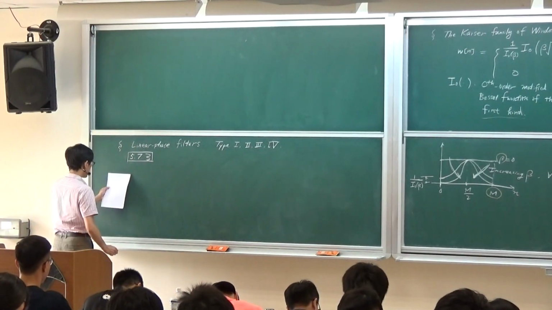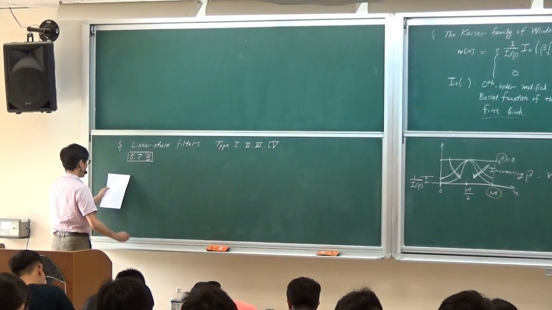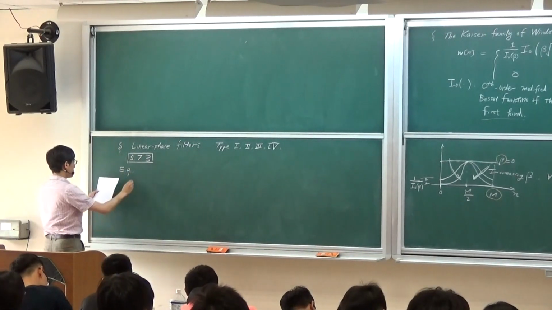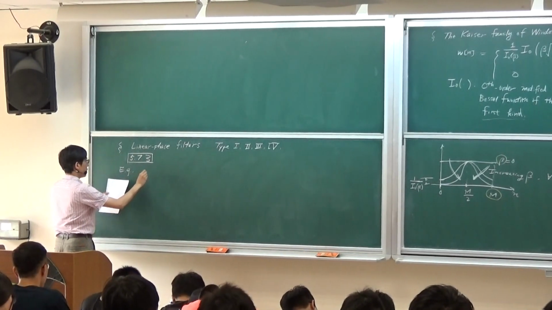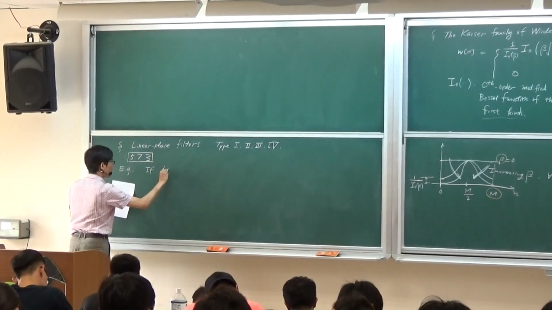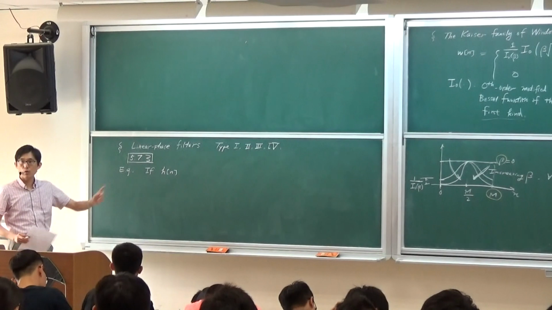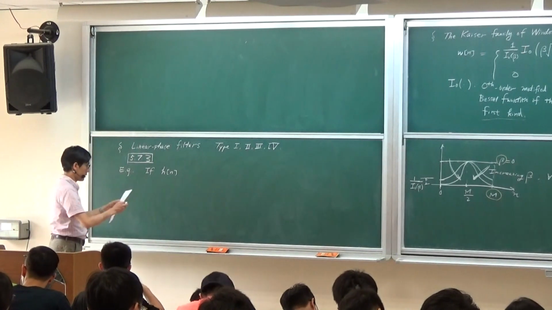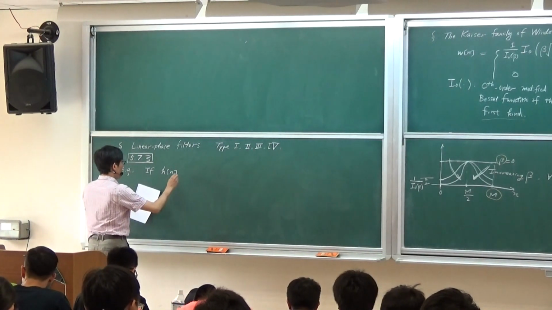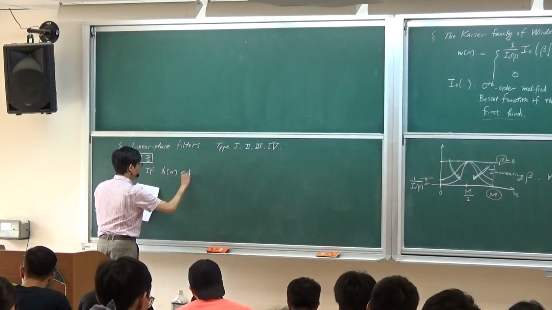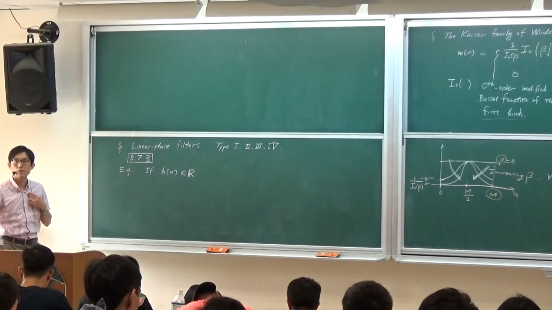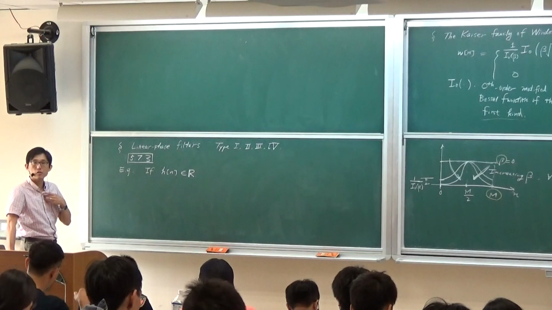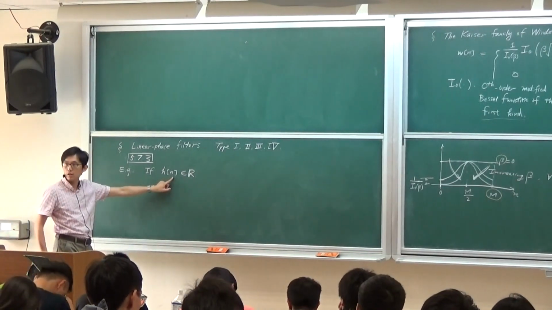But in this section, let's look at our first example. Let's say h of n represents the impulse response of a filter, of a linear system, an LTI system. In particular, let's assume that we are only interested in systems that have real coefficients. All the samples in the impulse response are real in the time domain.